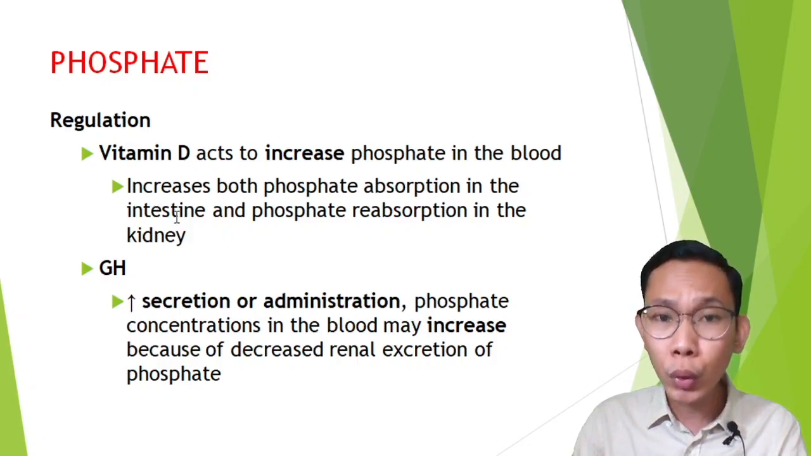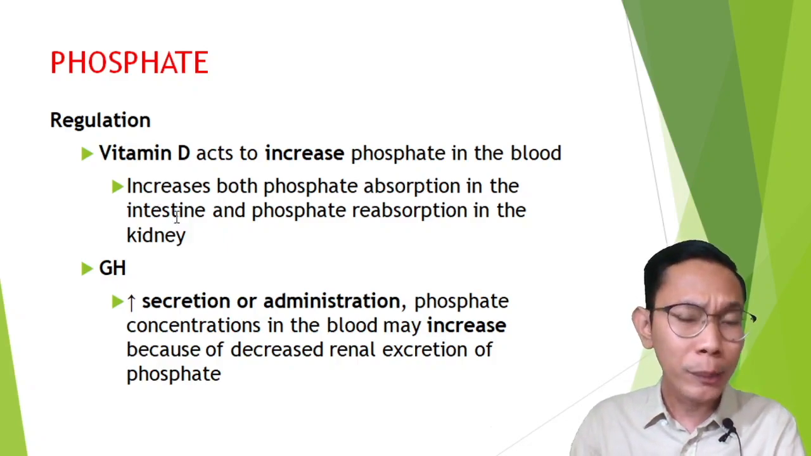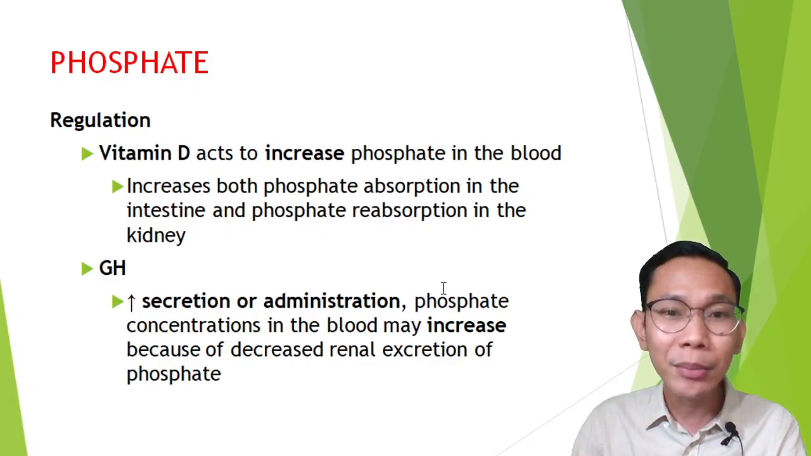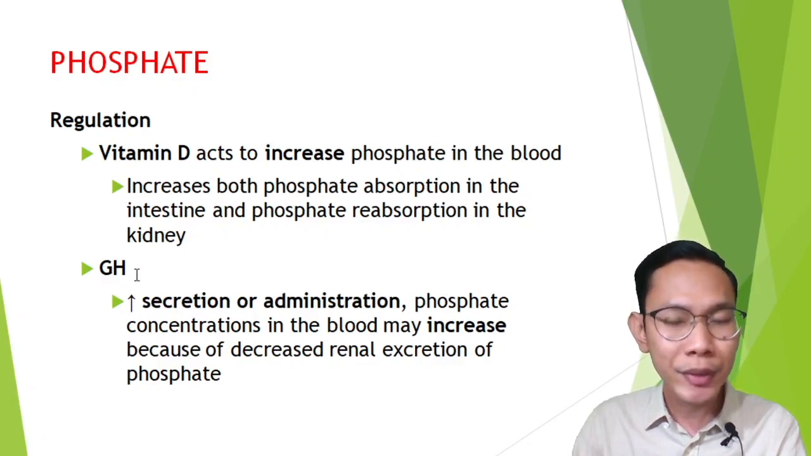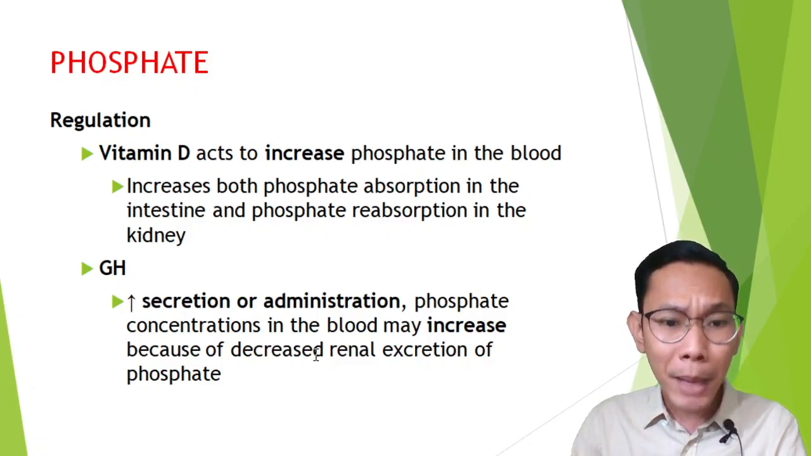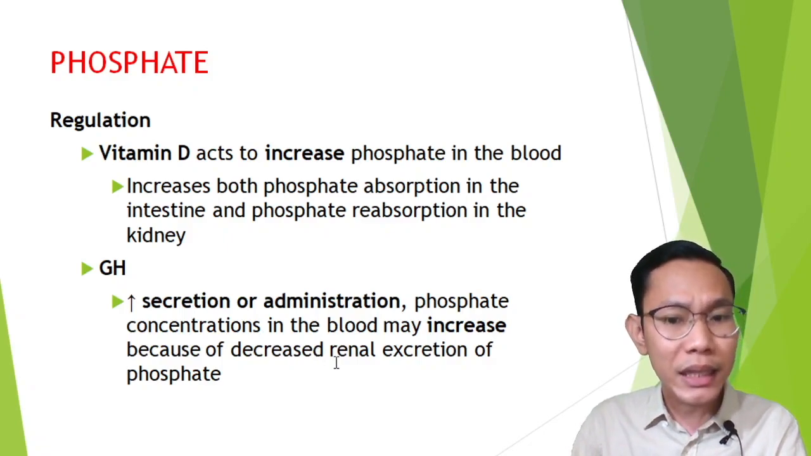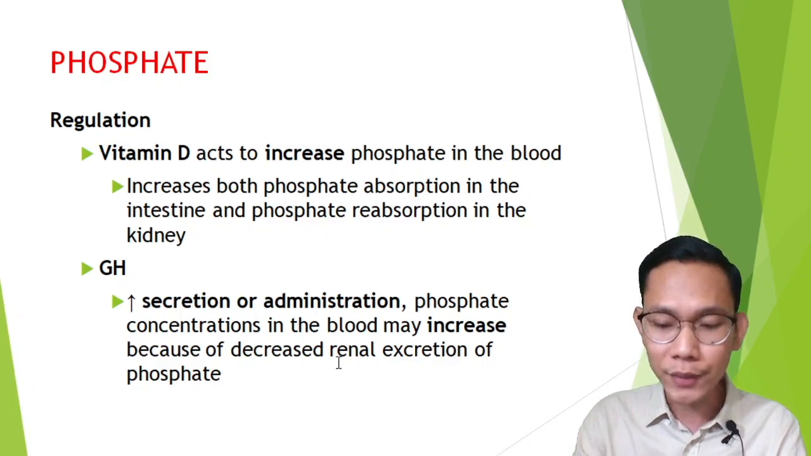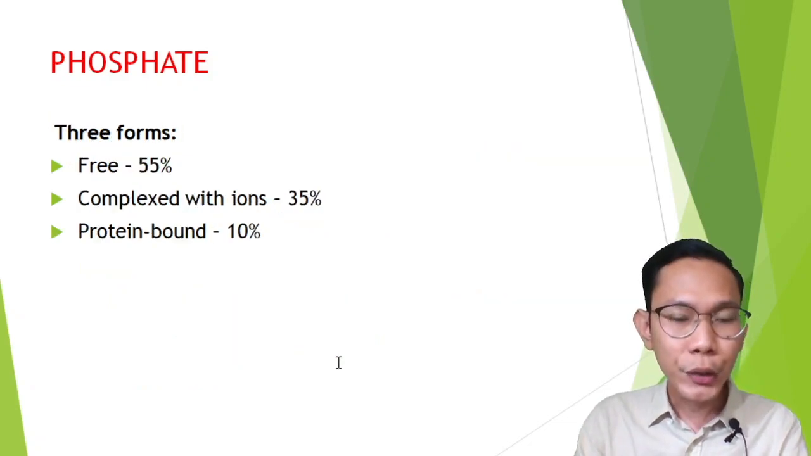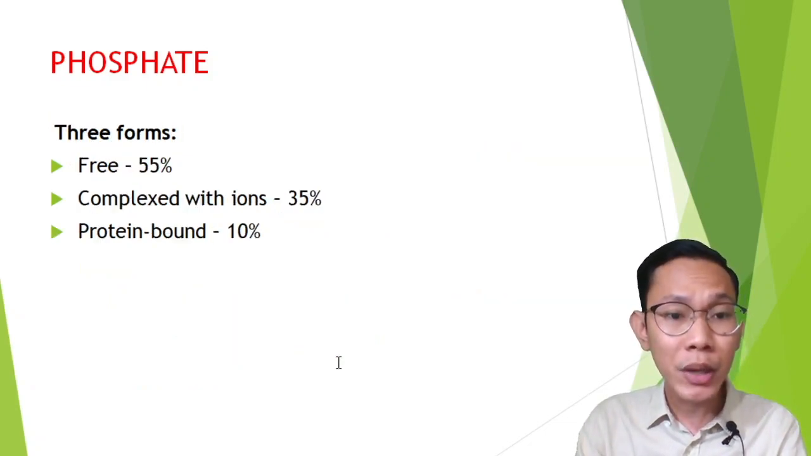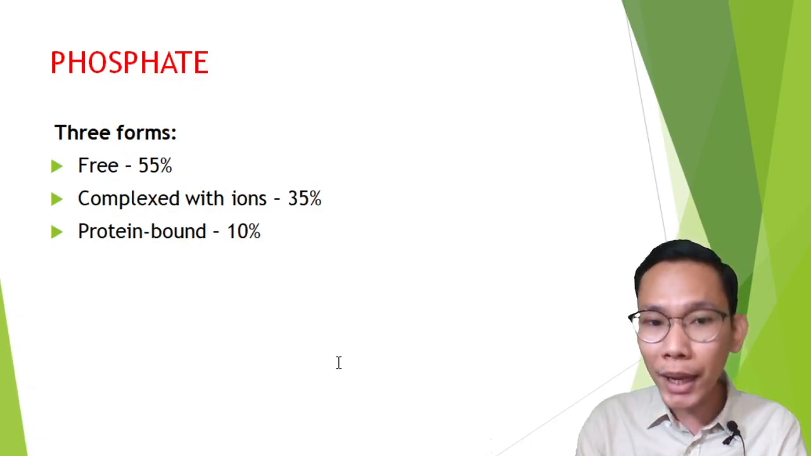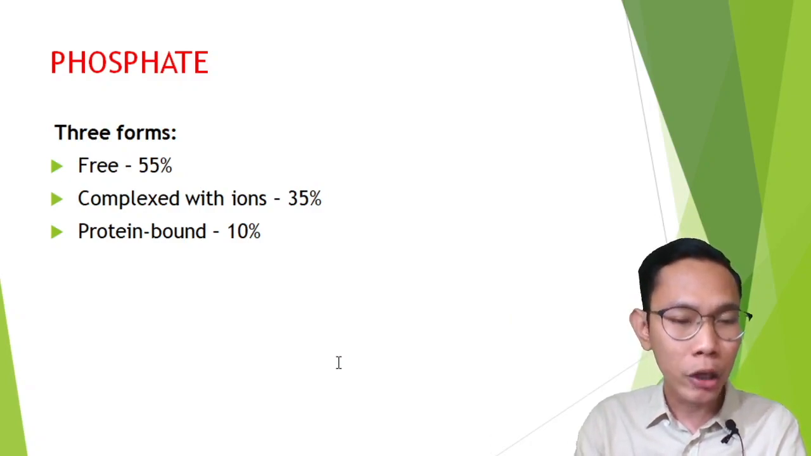How about po yung growth hormone, Doc? So your growth hormone, increased secretion or administration of this hormone, phosphate concentrations in the blood may increase because of decreased renal excretion of your phosphate. So your phosphate has 3 important forms. We have your free, complex with ions, and protein bound, but majority are actually in free form.